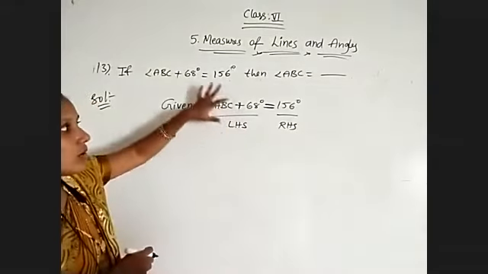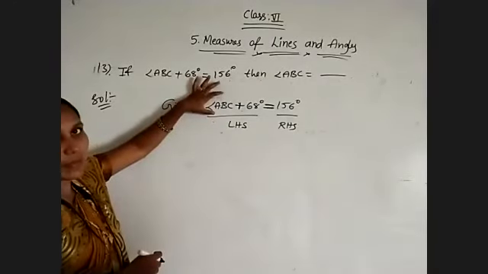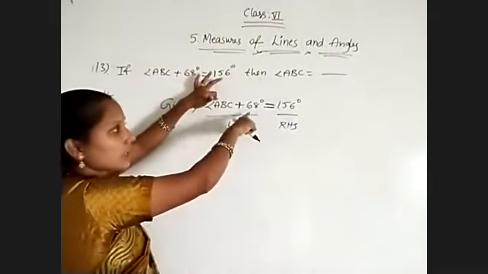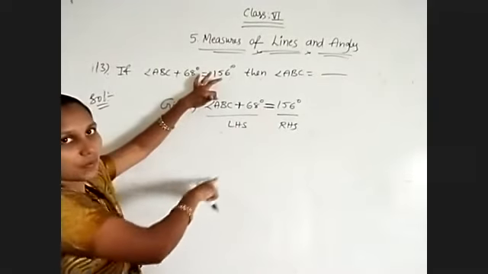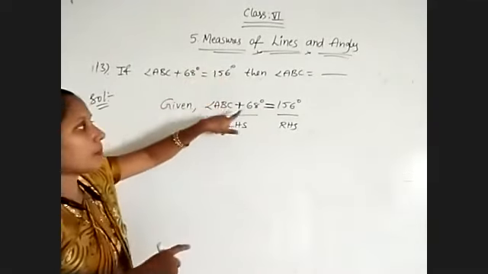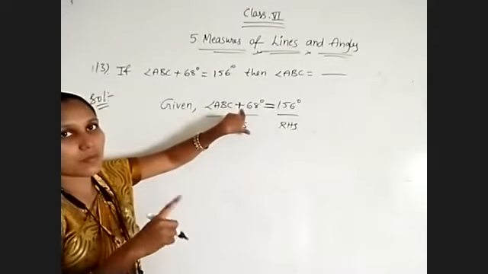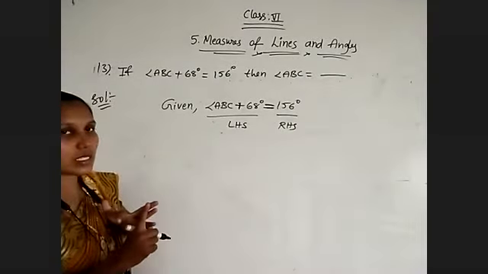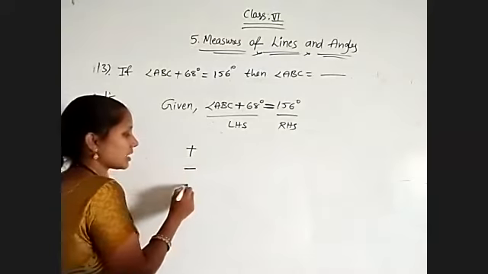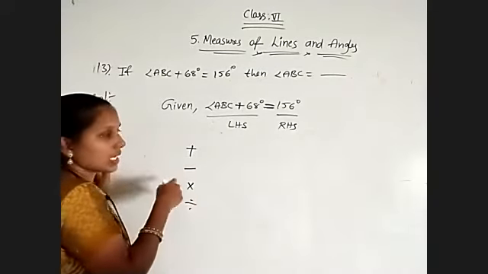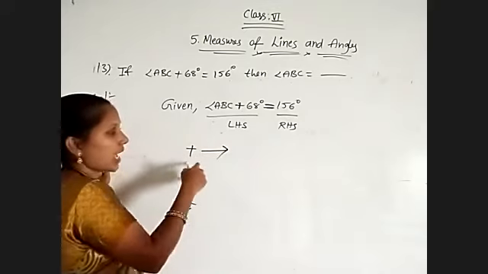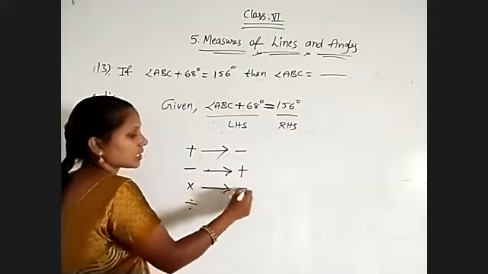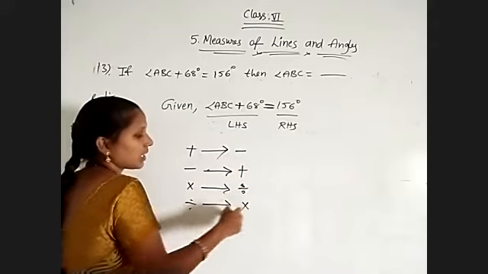Now here I want to get the ABC value, angle ABC. So what is the extra term? Plus 68. This one I must transfer to the right side of the equation. Then plus will transform as minus, minus will be plus, into is division, division will be into. These four operations, plus, minus, into, division, all change when we are transposing: plus will be minus, minus will become plus, into becomes division, and division will be into.